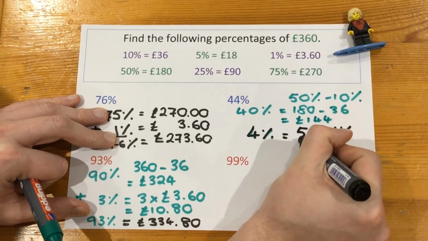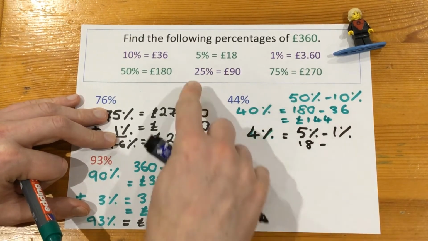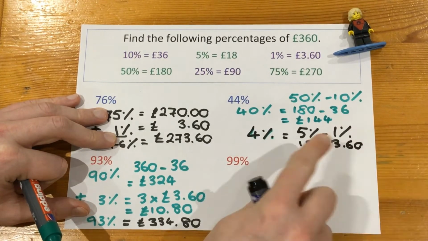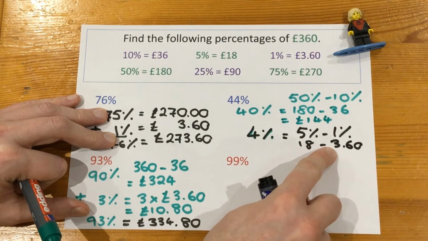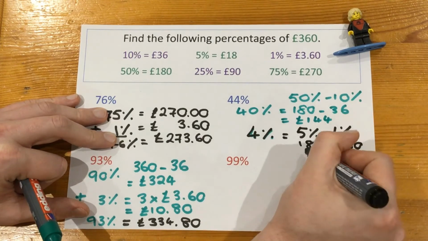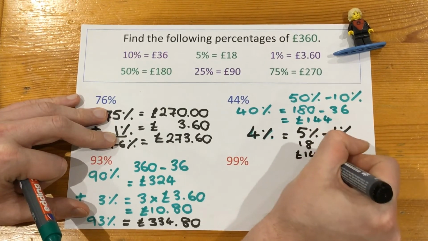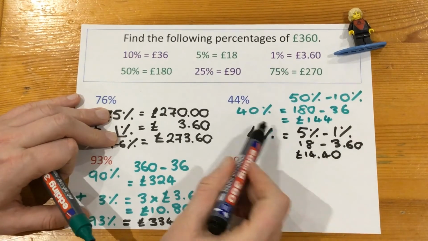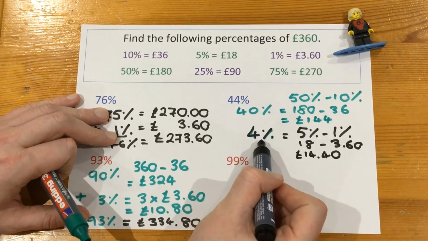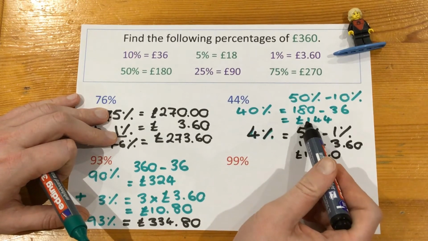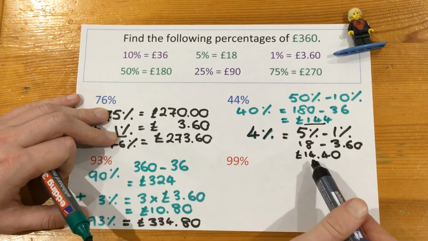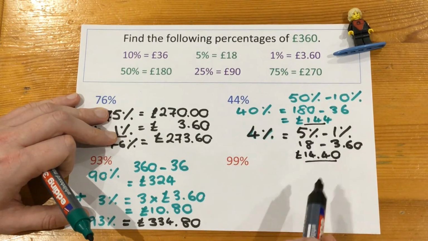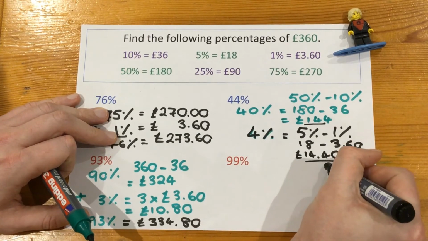5% is £18. 1% is £3.60. 18 take away 3 is 15. £15 take away 60p is £14.40. I'm running out of room. Now I can combine the 40% and the 4%. 40% is 144. Add the £14 is 158. So that gives me an answer of £158.40.